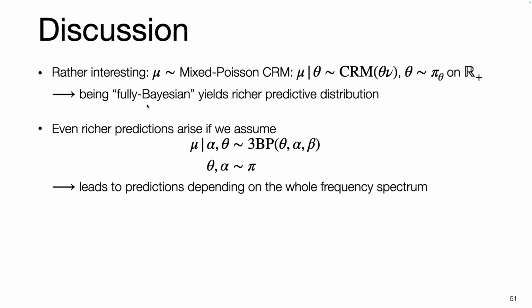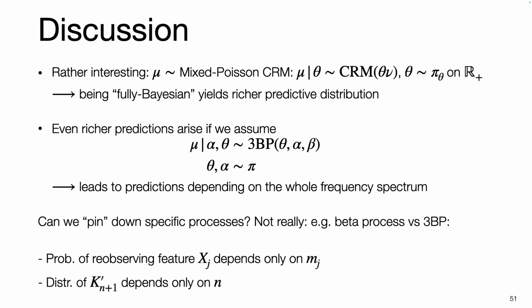Indeed, this is not what is typically done in feature models, where empirical Bayesian methods are used to select hyperparameters. So this should argue in favor of being fully Bayesian. Having established this insight, it is clear that we can obtain richer predictive distributions the more parameters we assume random in the expression of this Levy intensity. For instance, if we assume a 3-parameter beta process and we put a prior also on the tail parameter alpha, then we have predictions that depend on the whole frequency spectrum with a marginal increase in the computational cost.